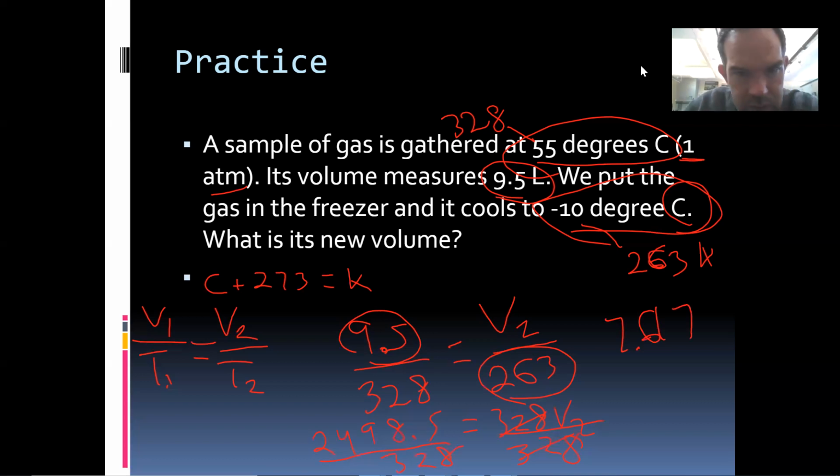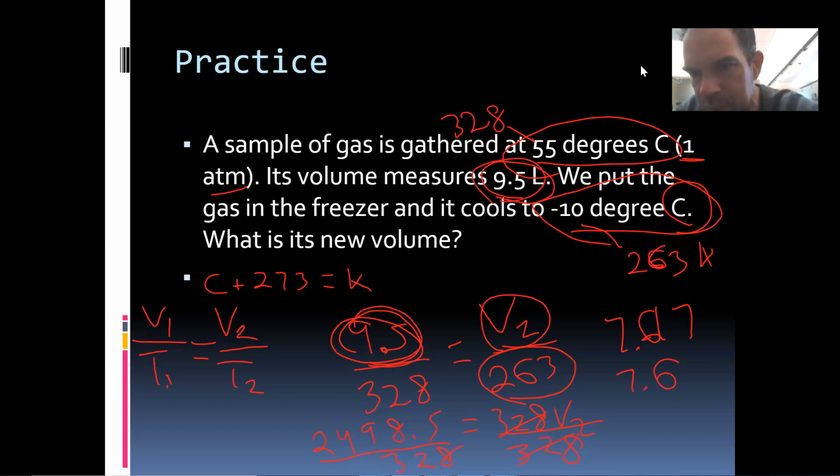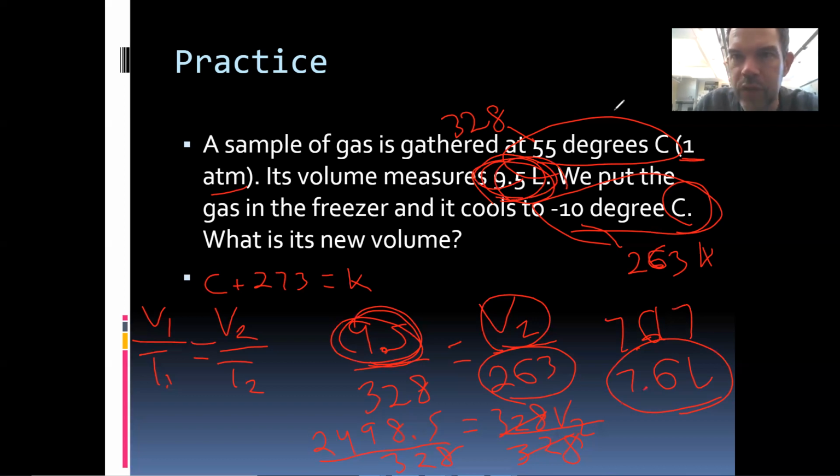Let's see how many sig figs. Looks like 2 sig figs here, so it'd be 7.6. And it's a volume, and we started with liters, so 7.6 liters would be our answer. If you pause and think about it, that would make sense. You got cooler, 328 to 263, so you should get smaller, 9.5 going to 7.6. So hopefully this is making sense so far. So let's do one more.